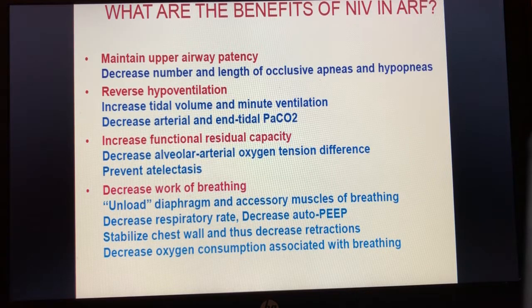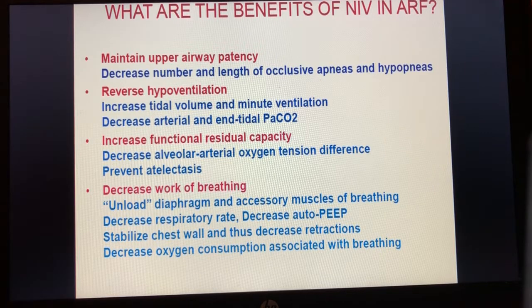We can prevent atelectasis, and by preventing it, it reduces the work of breathing. We can also show that there's decreased respiratory muscle work, particularly in the diaphragm, and this would be visible because of a decrease in respiratory rate. There's a decrease in the need for the respiratory muscles to create auto-PEEP, and auto-PEEP is the mechanism by which you try and keep your airways open, so you grunt.